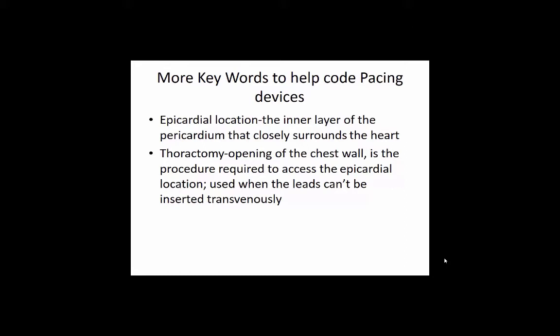The epicardial location is the innermost layer of the pericardium that closely surrounds the heart. You cannot get to that unless you open the chest, and the thoracotomy is an opening of the chest wall required to access the epicardial location. A doctor's not going to do that unless the leads cannot be inserted intravenously for whatever reason.